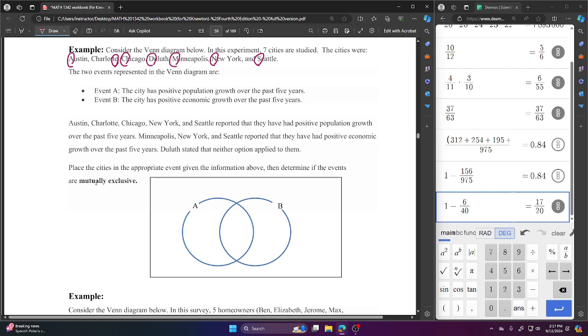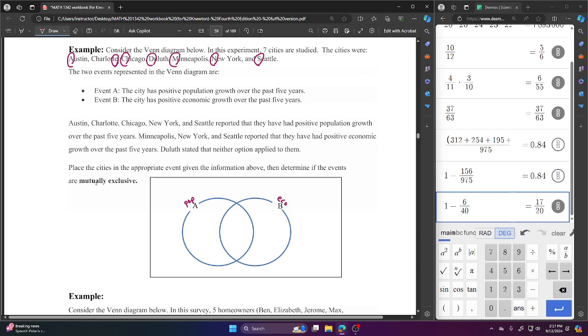Okay, so now I can start moving around. Good. All right, so event A, you can see A right there and B right here. So the city has positive population growth. Basically, I'm going to erase those and write what they actually are so I know what I'm doing here. So this is population growth. And the other one says positive economic growth. So this is economics.